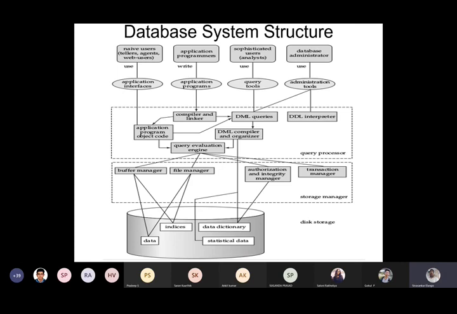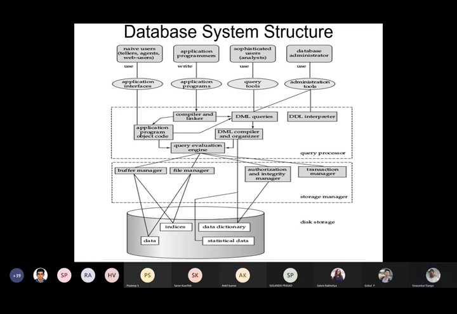So you have data, you have indices, data dictionary, statistical data, right? The data file is used to actually store the data. So we have some data structures or data files to store the data. And what do you mean by indices? You all know index, right? Indices are used for quick and fast retrieval of data that is being stored in a database, right?